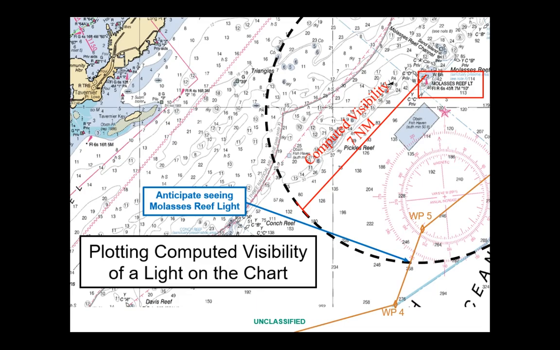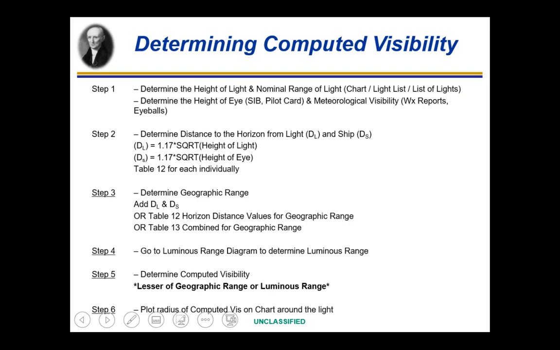To review how we do it, let's run through the steps one more time. So step 1, this is determining those 4 pieces of information we talked about. So determine the height of the light and nominal range of the light, which we can find on the chart, light list, or in list of lights, depending upon the geographical location. Determine the height of eye, right? That's found in the ship's information book, which that value is usually placed on the pilot card. And the meteorological visibility, which we can determine from weather reports and actually going outside.